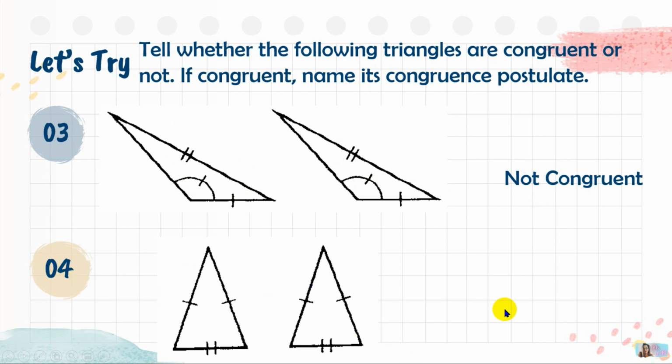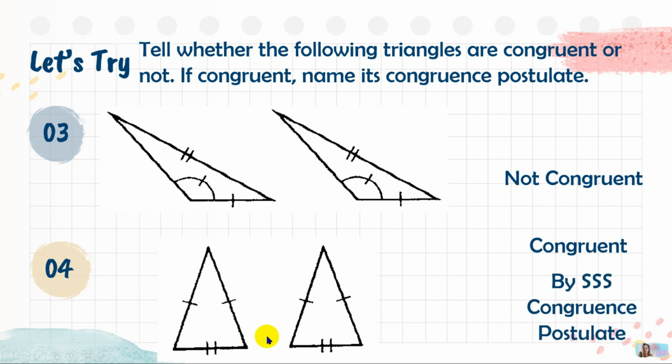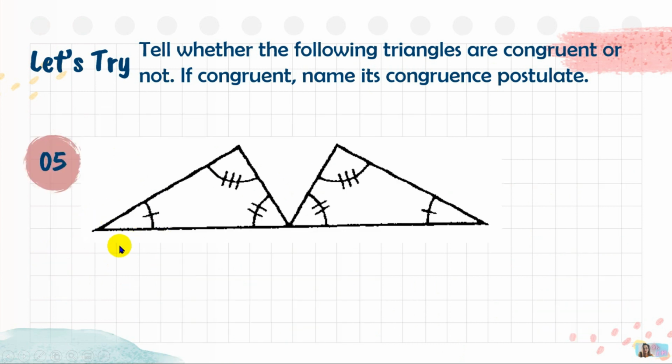For number 4, we have this side, and side. Ganun din dito. So, number 4 is congruent. Okay? These two triangles are congruent by what congruence postulate? That is the SSS Congruence Postulate. Then the last item, we have this.